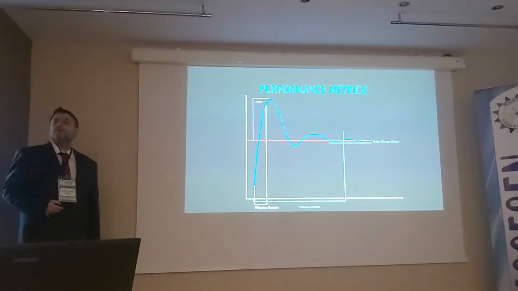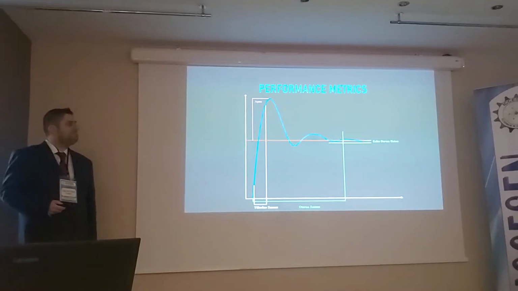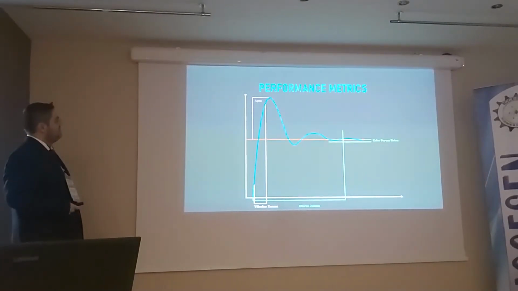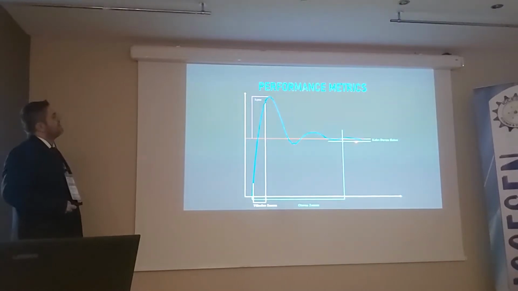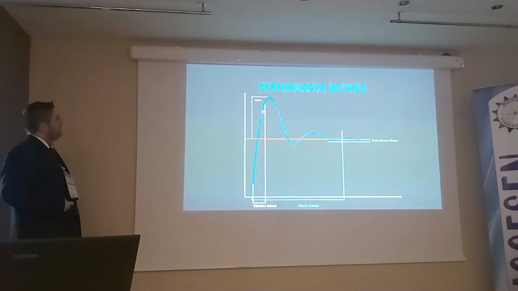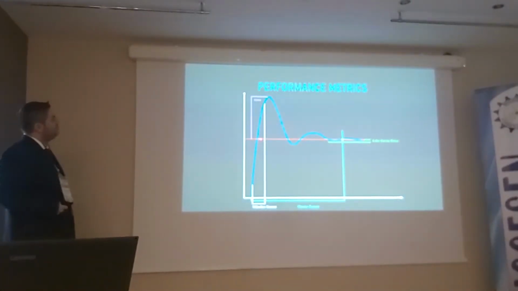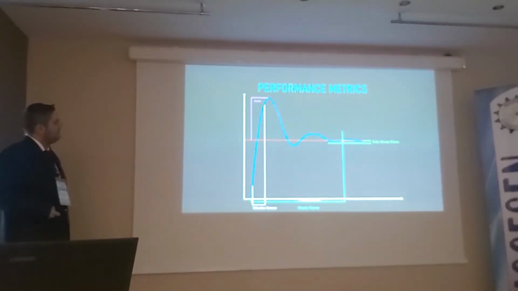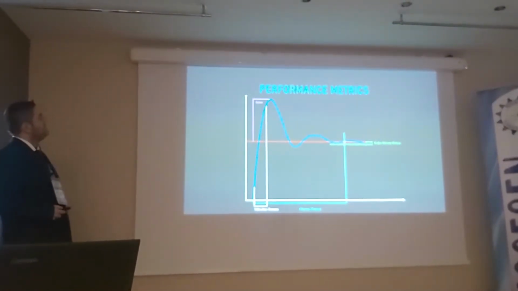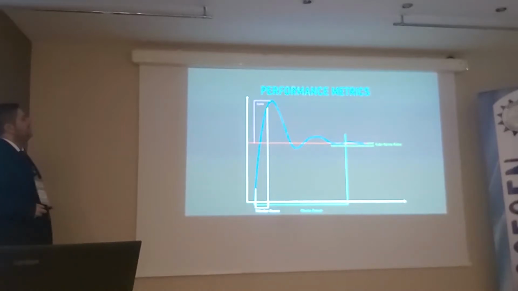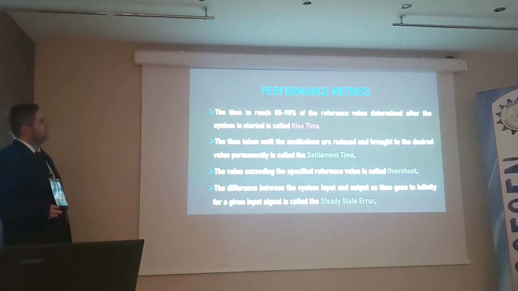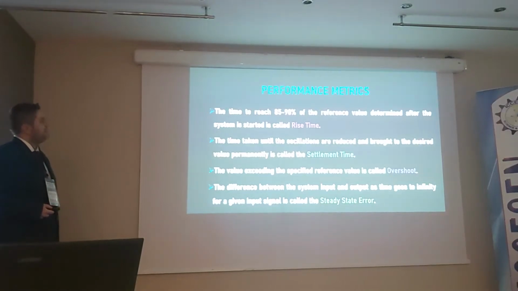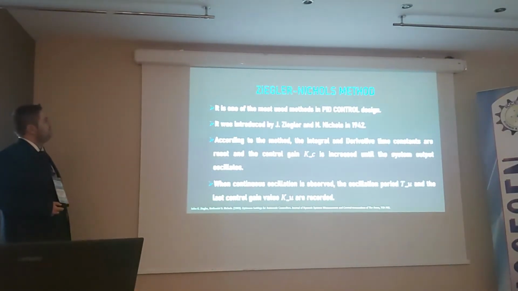How will we measure the performance of our system? We are using three performance metrics. One of them is steady state error, the second one is maximum overshoot, and the third one is settling time. We are using these three performance parameters to measure the performance of our system. These are the definitions which can be found in any control book.